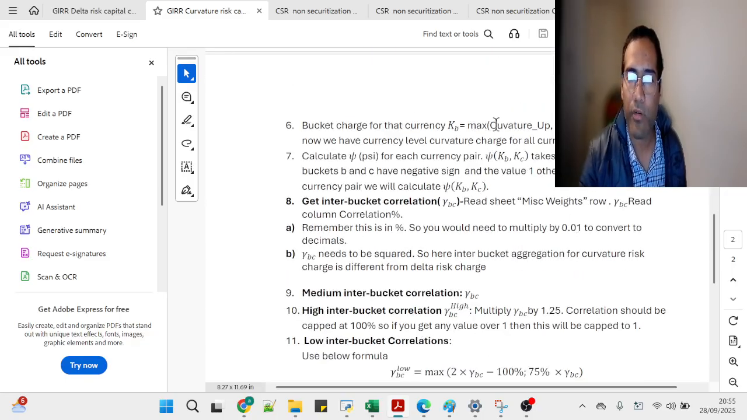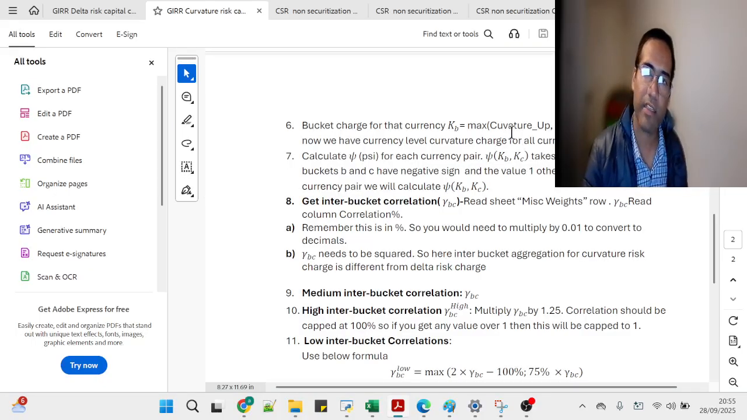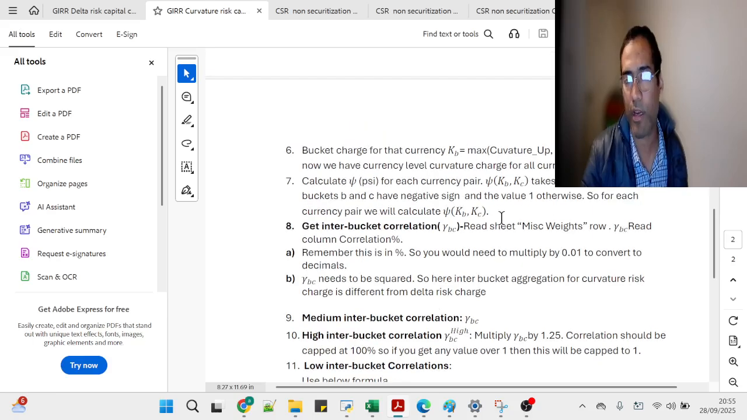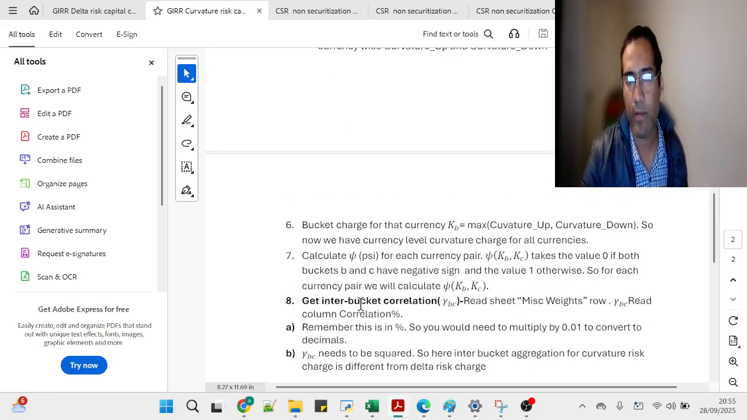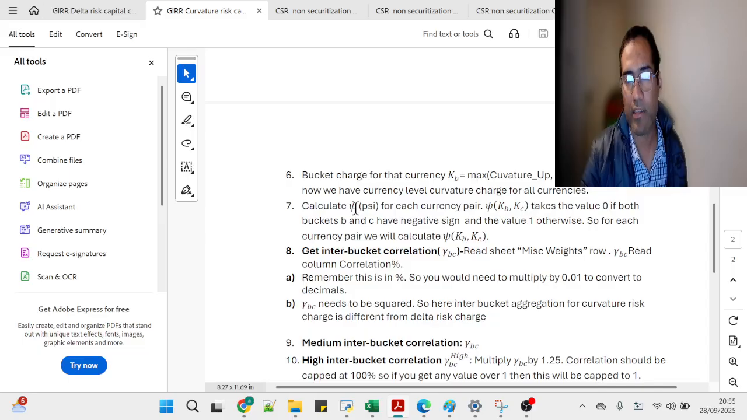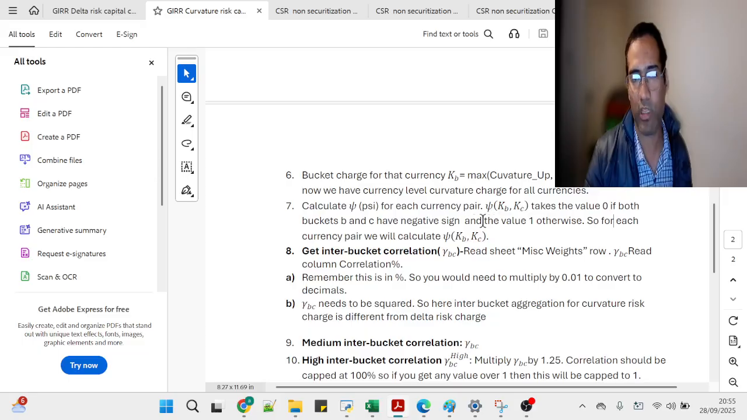And then what do you do? Then you calculate the risk weight as the maximum of both, whichever is bigger, and you take that as the KB, the maximum of curvature up and curvature down. Then you calculate the psi. It is simple. It is zero if both buckets have a negative, both are negative. Otherwise, it's one. That's the only point.